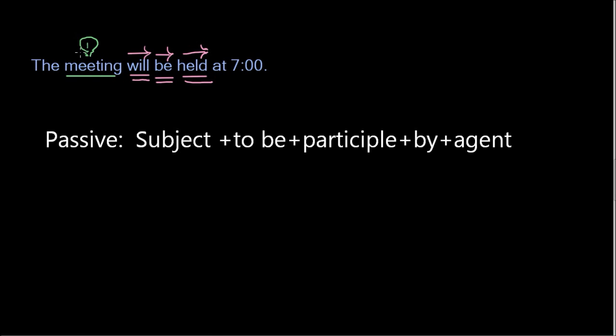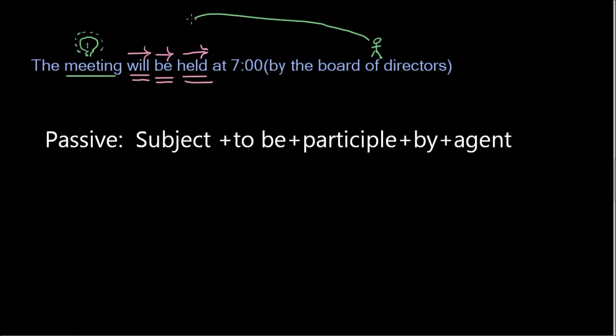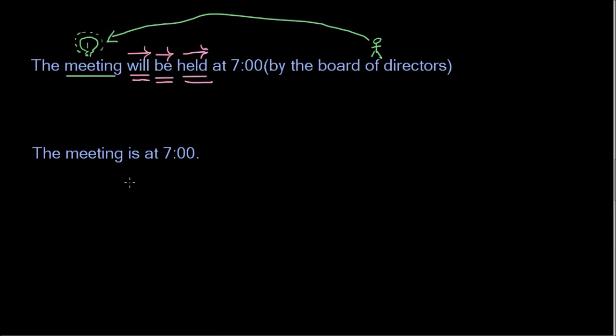The meeting, which is a concept. That's a little better, light bulb. So, just to check it out as a test, we'll throw in by the board of directors, by someone. The meeting will be held at 7 o'clock by the board of directors. So the board of directors is an unstated agent.